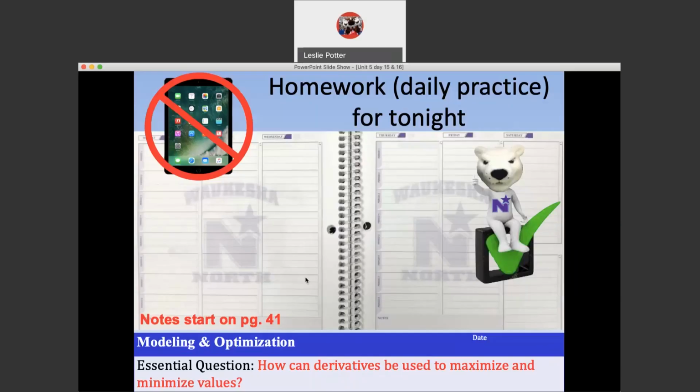So these are notes for Unit 5, Day 16. And they kind of start on page 41. 41 was a data collection, and we got through that first example, and we're going to continue with the examples. So we're still working with the essential question: how can derivatives be used to maximize and minimize values?